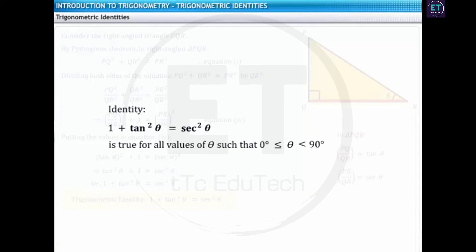From trigonometric ratios of specific angles, we know that tan 90 and sec 90 are not defined. Thus, this identity is true for all values of angle theta greater than or equal to 0 degrees and less than 90 degrees.